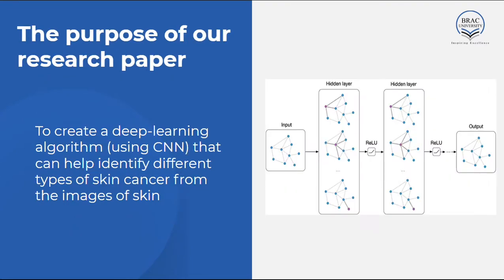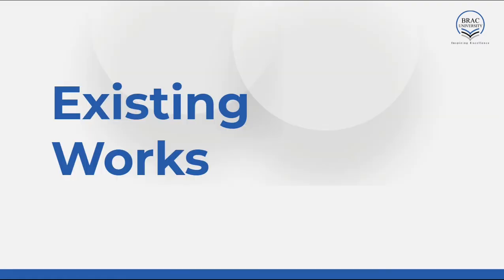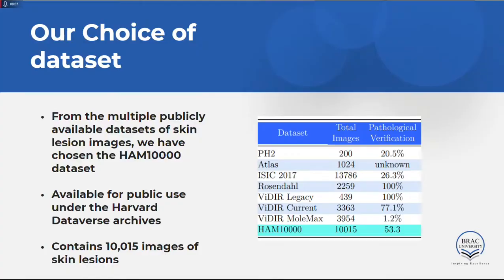The purpose of our research paper is to create a deep learning algorithm, in this case using a CNN, a convolutional neural network, that can help identify different types of skin cancer from the images of skin lesions and growths. At the time of recording, there currently exist other machine learning models and algorithms which are able to detect skin cancer from images, but those are based on artificial neural networks, whereas, as mentioned before, our model is based on convolutional neural networks.